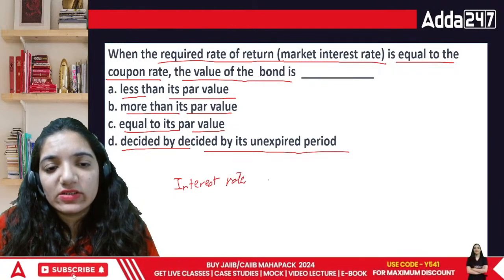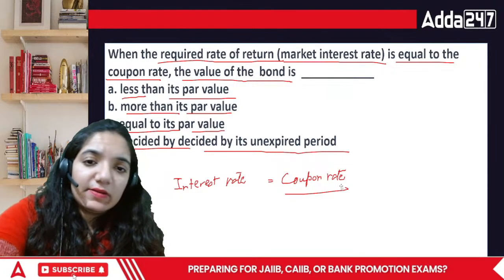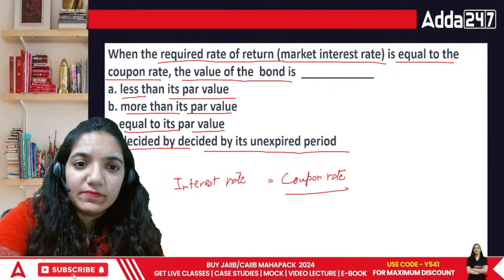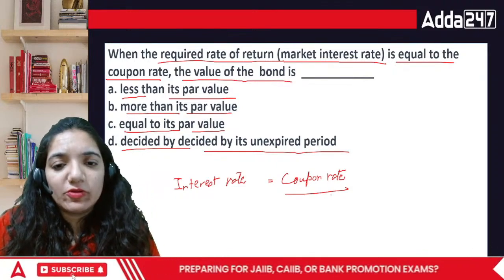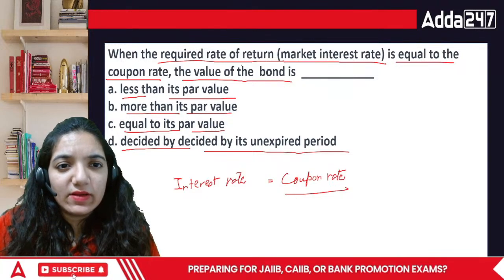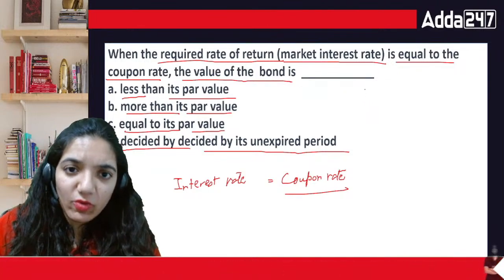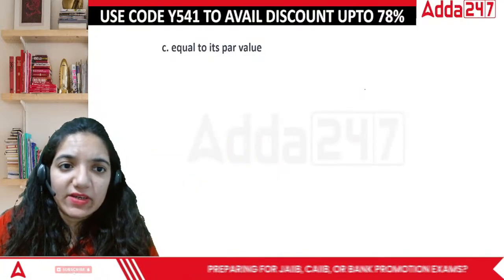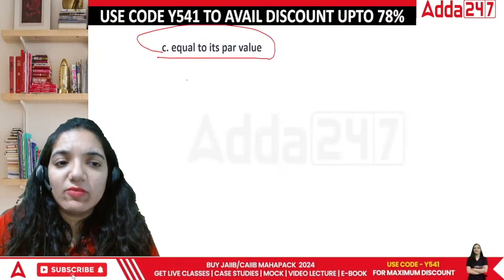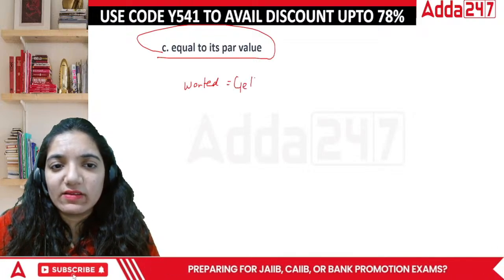Interest rate is equal to coupon rate. When we talk about the coupon rate, when the required rate of return is equal to coupon rate, required rate of return is what you want. If what you want is the same amount that you are getting in terms of interest, at this point of time it would mean that it is equal to the par value. Why? Because what I wanted is what I'm exactly getting.